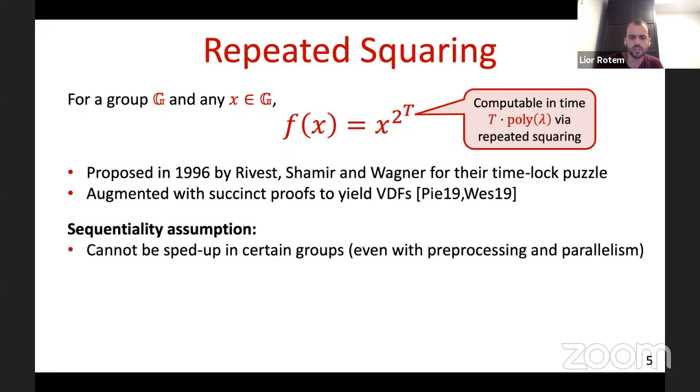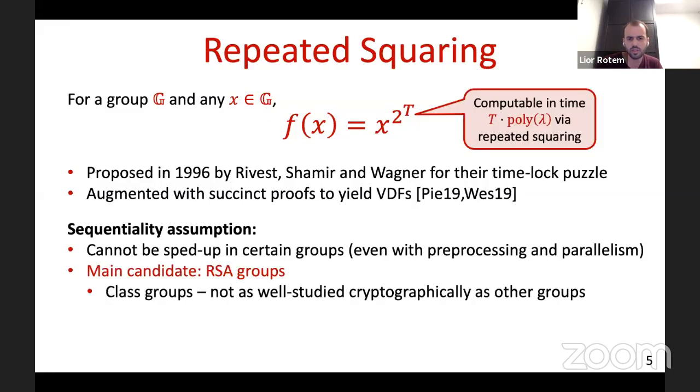So the sequentiality of this function prior to our work was based on the assumption that there are groups in which one cannot significantly speed up this computation without preprocessing and parallel processors. It's not hard to see that the necessary condition for this assumption to hold in some group is that this group is a group of unknown order, meaning that it is infeasible to compute the group's order given the group's representation. And the main candidate that we currently have in cryptography for such groups is the family of RSA groups. We do have a second candidate, which is the class groups of imaginary quadratic fields, but these are not as well studied cryptographically, and also the group operation there seems to be somewhat less efficient.